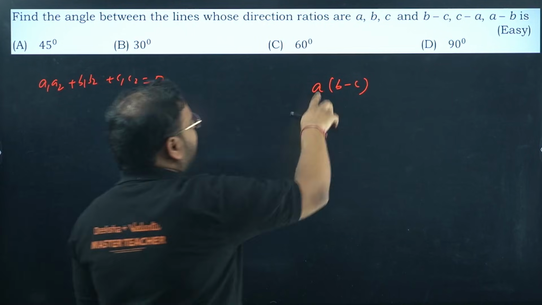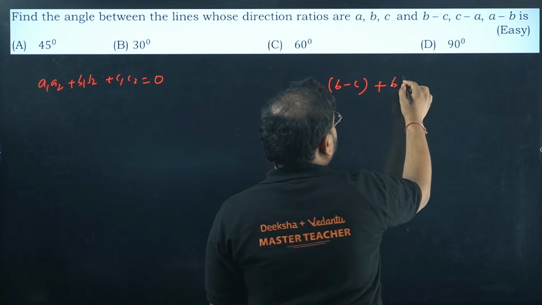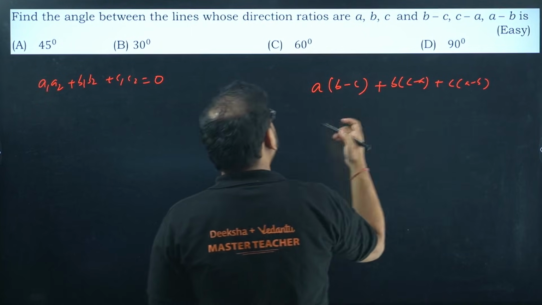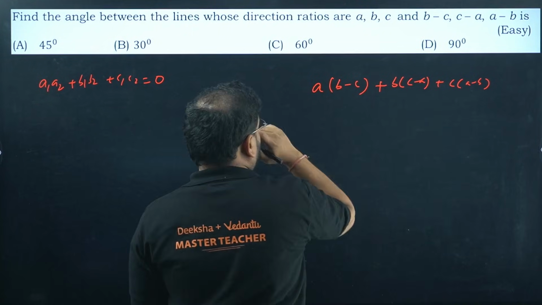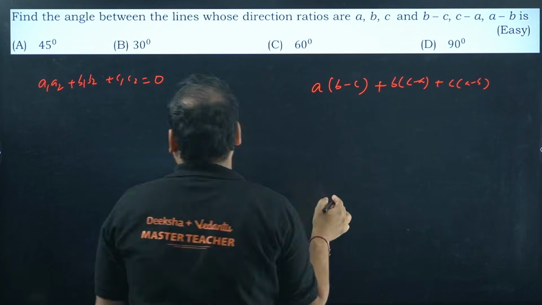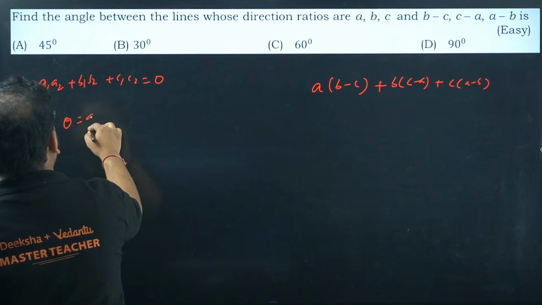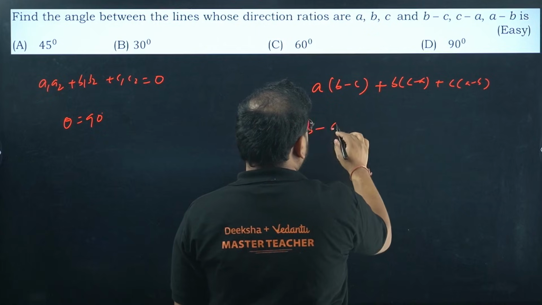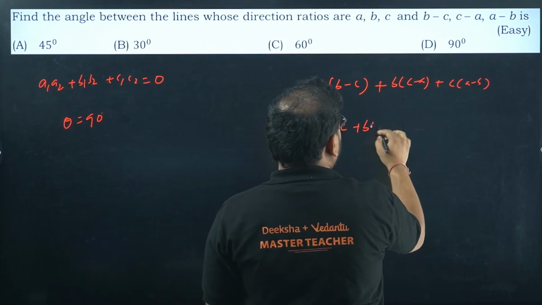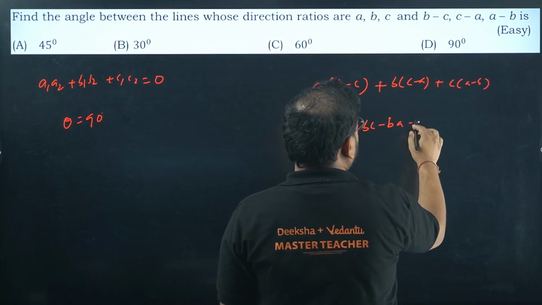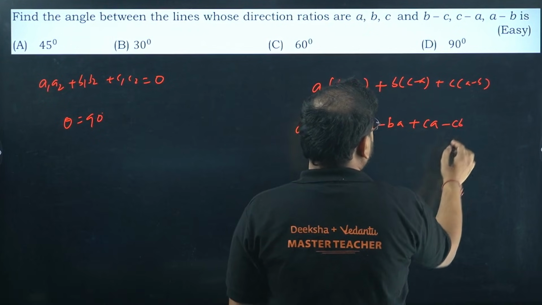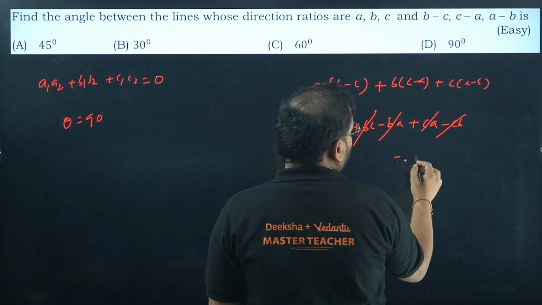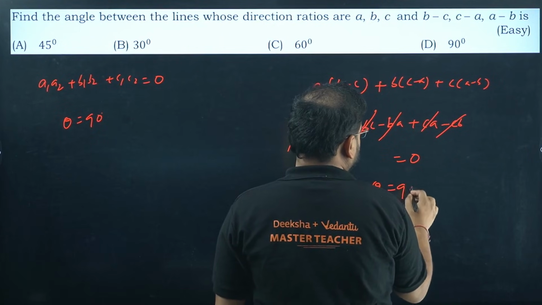So I'm doing just that: a into (b minus c) plus b into (c minus a) plus c into (a minus b). If this is coming as 0, it will be perpendicular. Basically, in this case theta will be 90 degrees, so we'll check that. ab minus ac, bc minus ba, ca minus cb. Check here: cb and bc cancel, ba and ab cancel, ac and ca cancel. This is 0, which means theta is equal to 90 degrees. That's my answer.